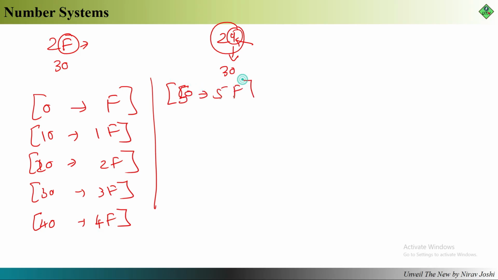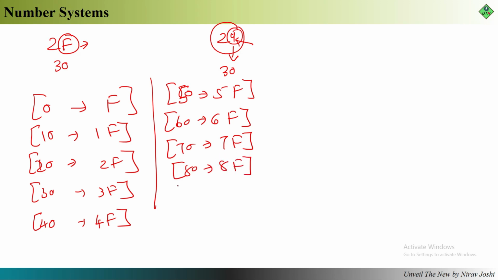50 to 5F. Yes, then 60 to 6F. Yes, very good. 70 to 7F. Yes, 80 to 8F. Then 90, let's say 99. What comes after 99 in hexadecimal? It's not 100. Please remember that 9 is not the last symbol. So after 9, what you will get is A. So after 99, you will get 9A, 9B, 9C till 9F.